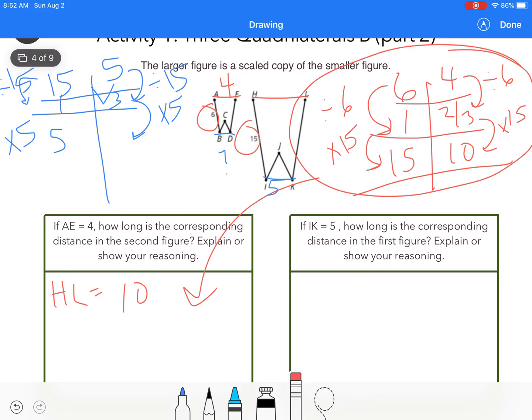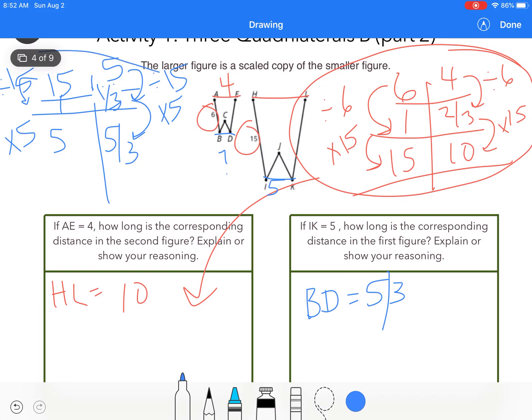Sorry guys, I'm going to clean this up a little bit. 1/3. So 1/3 times 5 is going to give me 5/3. So that means BD is 5/3, because of the scale factor. So my reasoning is right here.